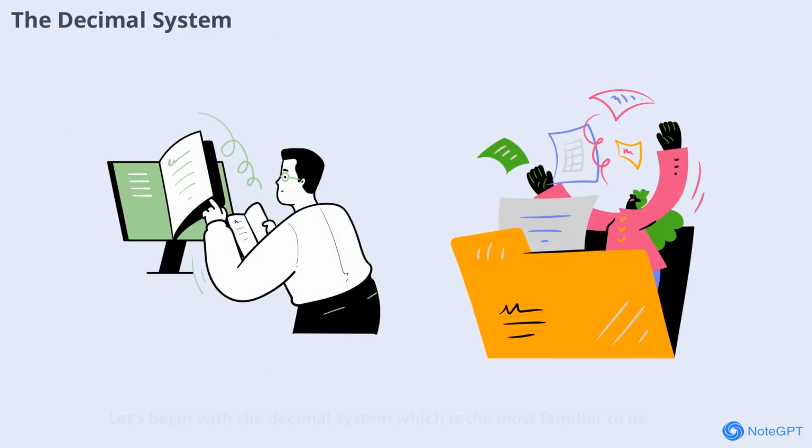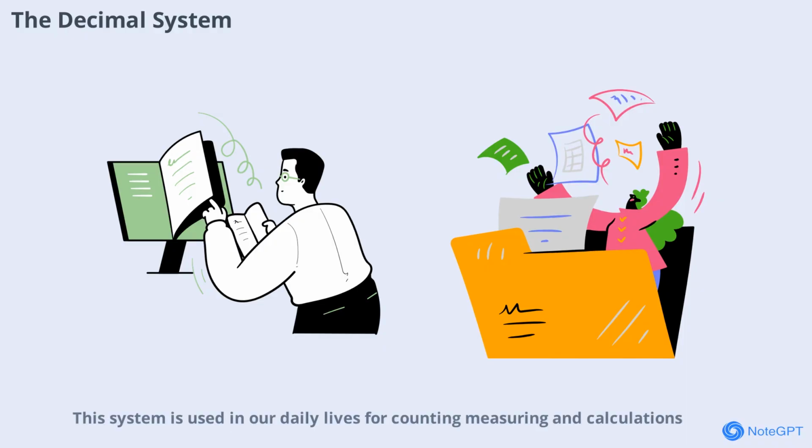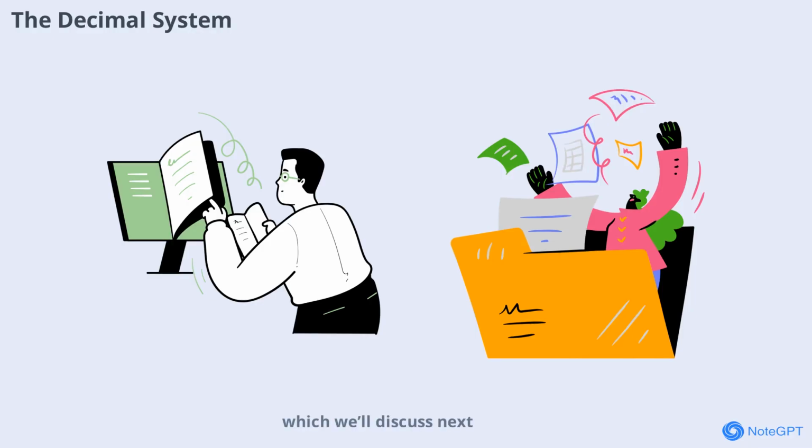Let's begin with the decimal system, which is the most familiar to us. It uses 10 digits from 0 to 9 and is based on powers of 10. Each position in a decimal number represents a different power of 10, making it easy to perform arithmetic operations. This system is used in our daily lives for counting, measuring, and calculations. However, computers find it more efficient to use other systems, which we'll discuss next.